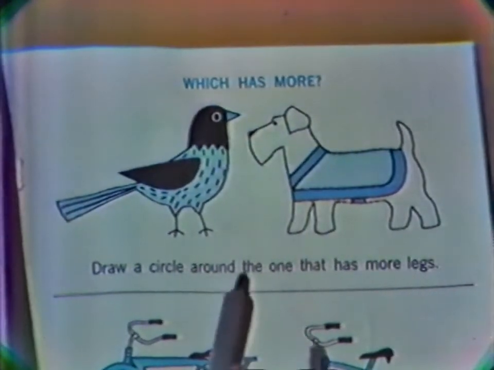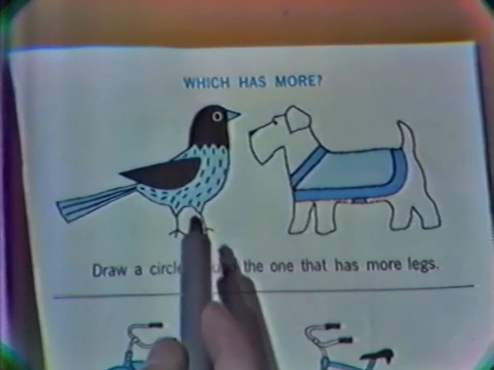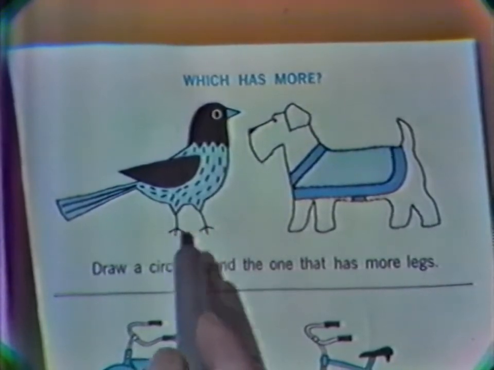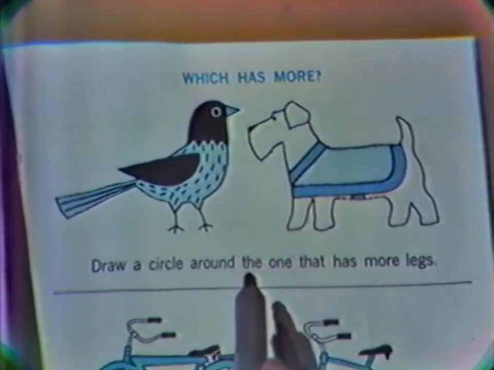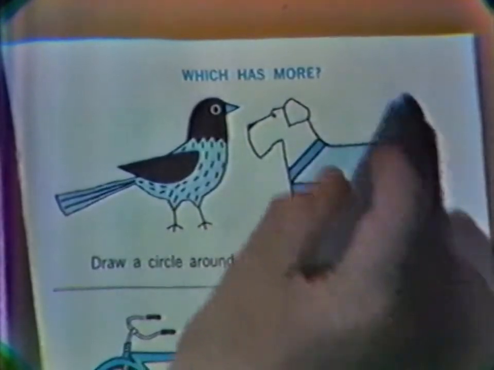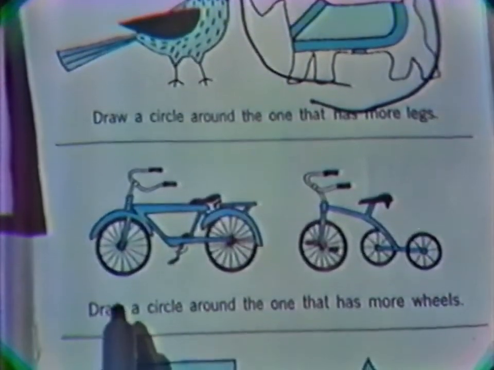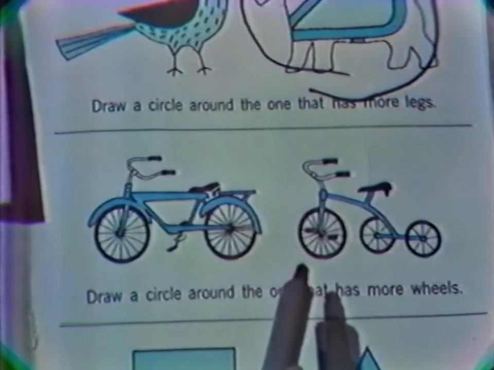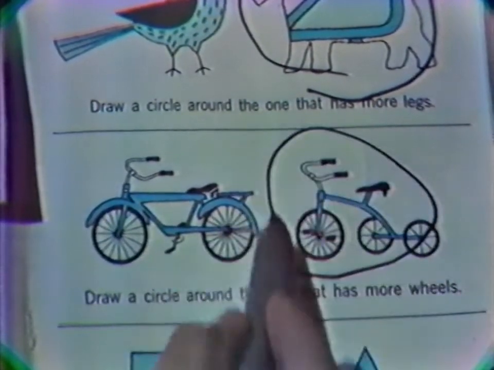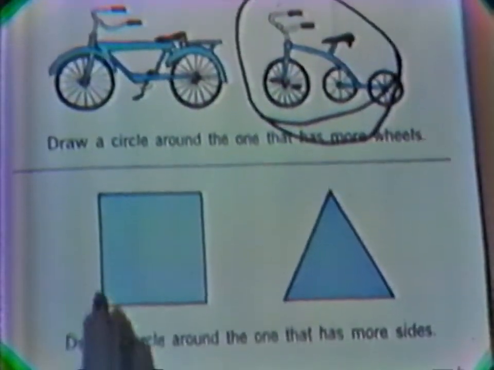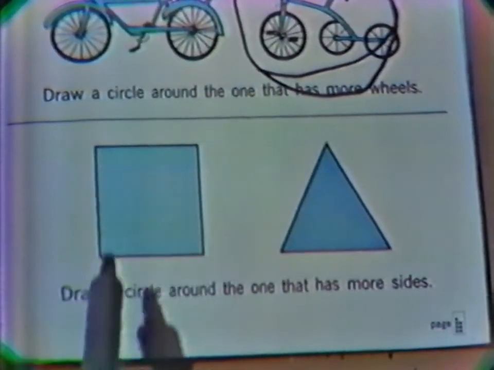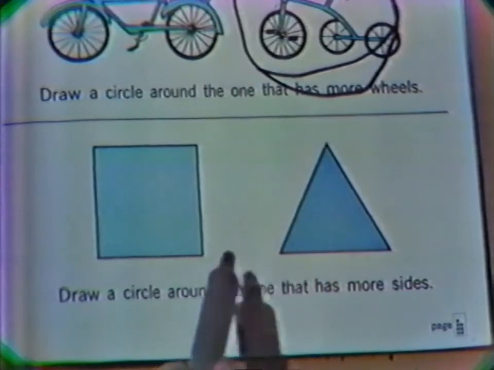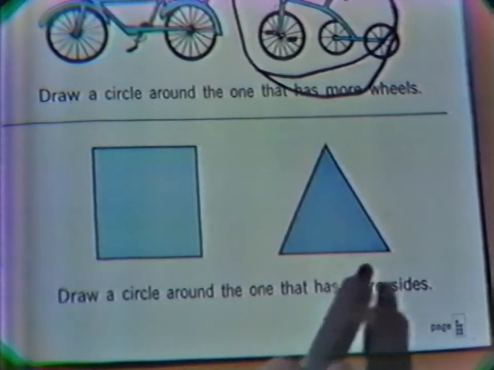Now, which has more? Which has more legs, the bird or the dog? Right, the dog. Well, now, which has more wheels, this bike or this one? Right, this one. Now, which has more sides? This, it's called a square, or this, it's called a triangle.